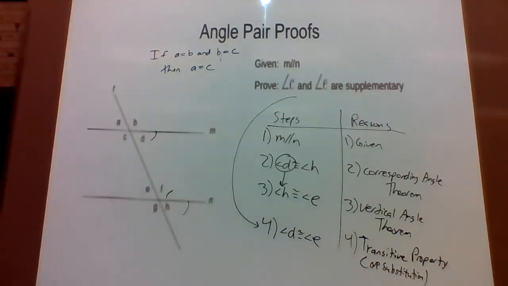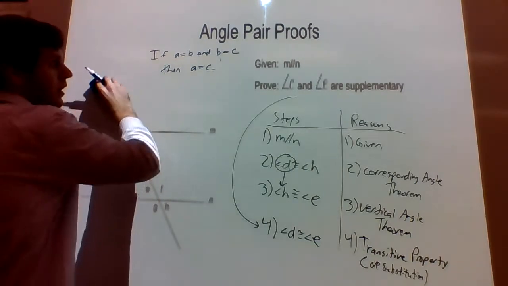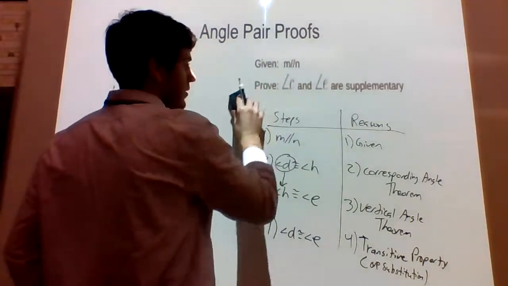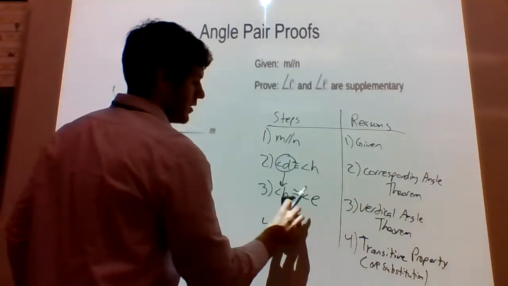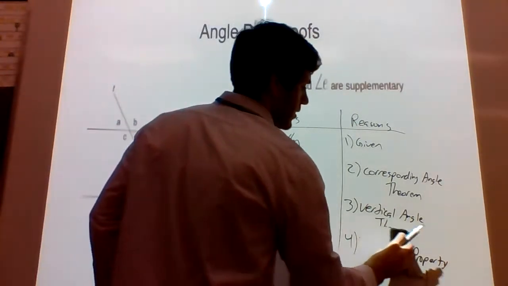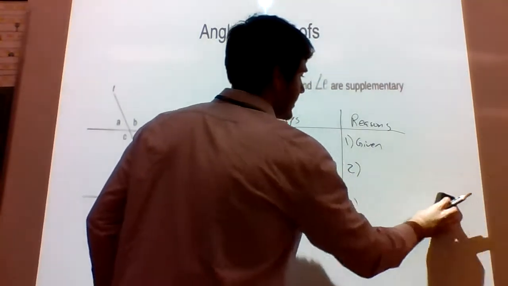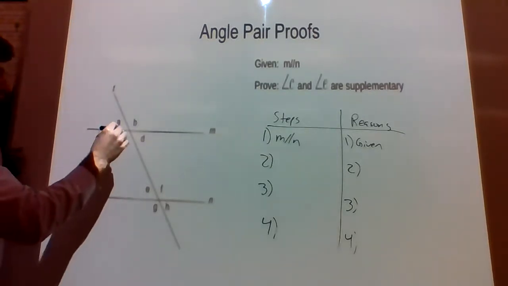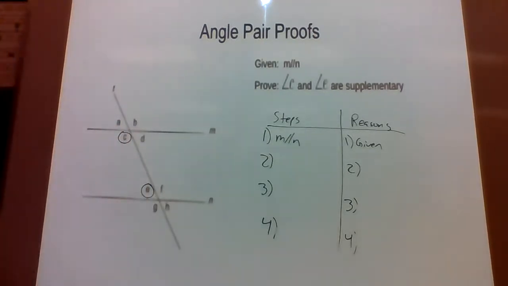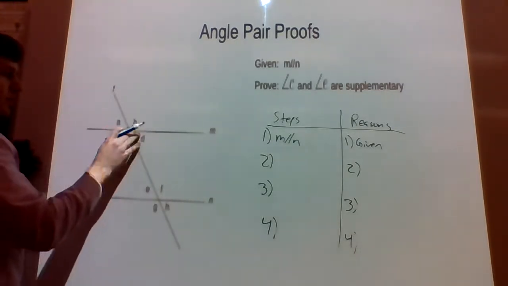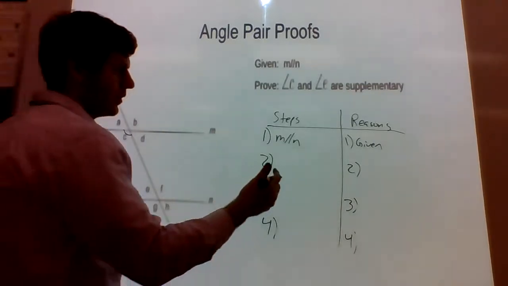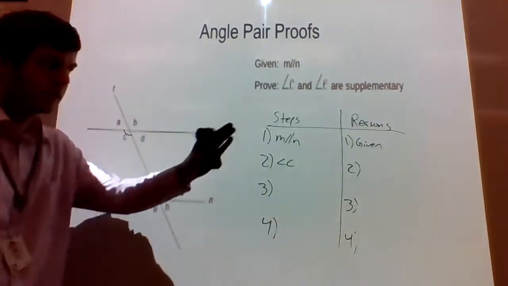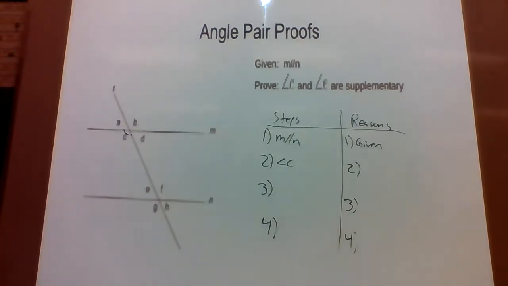Last one for unit 2 review from in class. We have another proof. So we're given that M is parallel to N. We want to prove that angle C and angle E are supplementary. So let's start with angle C. Let me fill out the steps, pause the video and see if you guys can fill out the reasons.